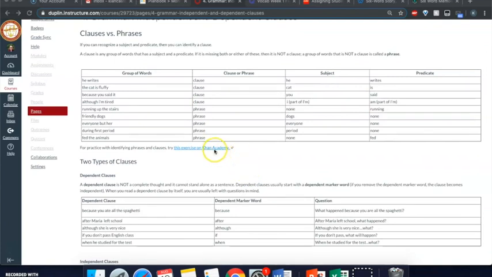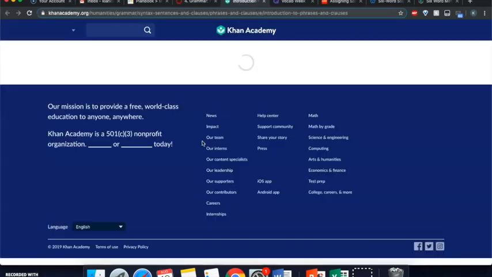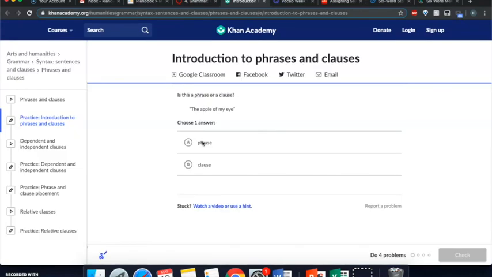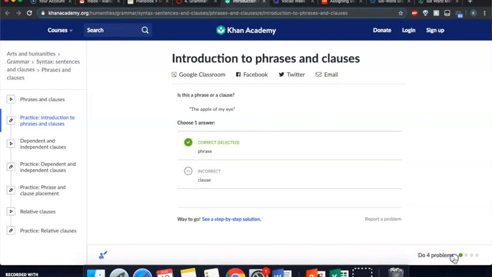And then underneath that, I have a practice exercise you can try. So if I were you and I was learning this for the first time, I would click on the link to try the practice exercise. So on Khan Academy, it gives you a question and then you have to choose the answer. In this particular case, I don't see a predicate, so I will call it a phrase. Check.